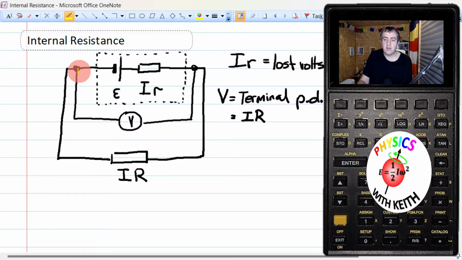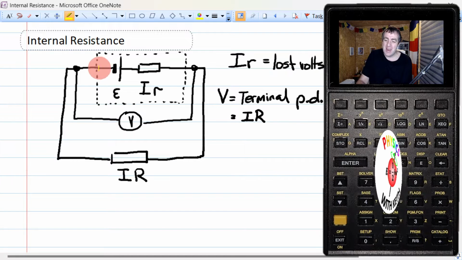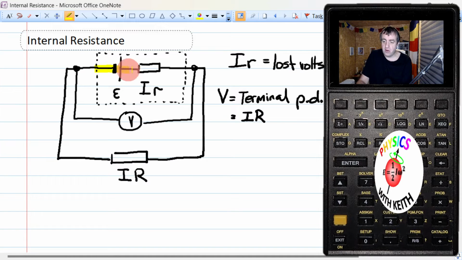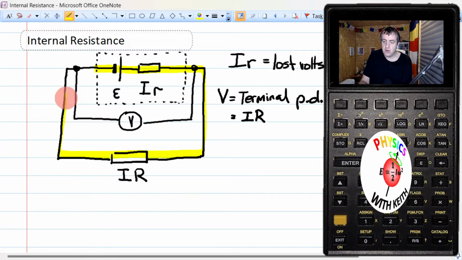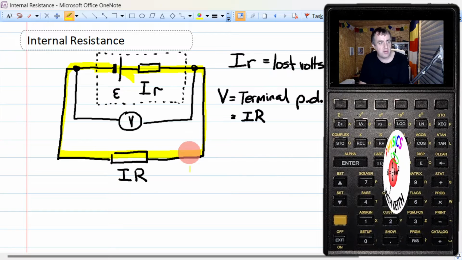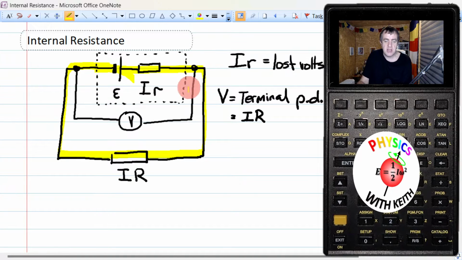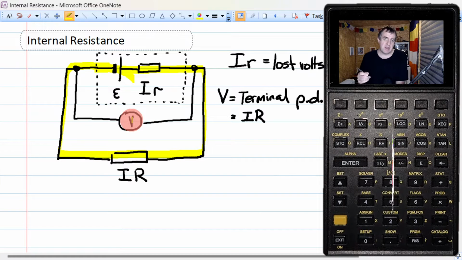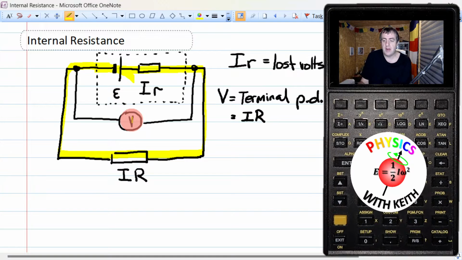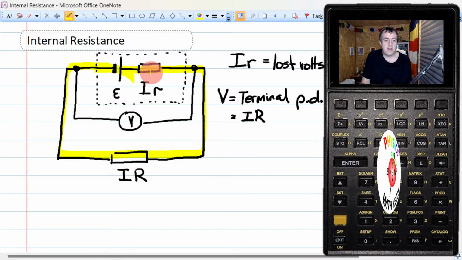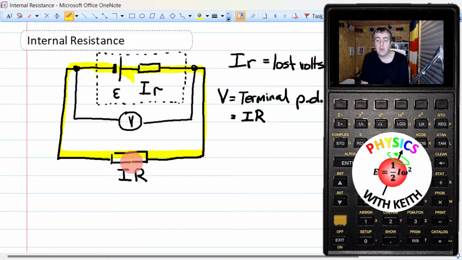Let's just have a quick look at Kirchhoff's laws. Check Kirchhoff's first law. We have a loop around here with no branches on it. Now, if you're looking really closely, you're going to say, hang on, Keith, there's a branch here, and there's a branch here. Well, yes, there is, but our voltmeter has infinite resistance. No current can pass through it, so we can ignore that. And so that's why the current through the internal resistor is identical to the current through the load resistor.